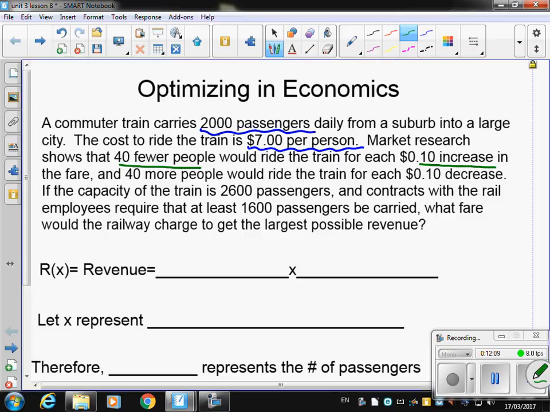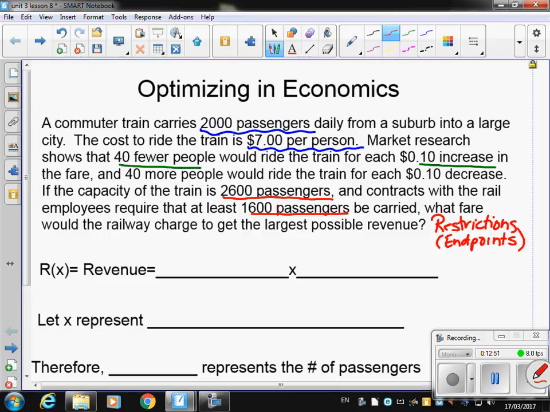If the capacity of the train is 2,600 passengers, I'm just making little notes to myself here, and contracts with the rail employees require that at least 1,600 passengers be carried, what fare would the railway charge to get the largest possible revenue? So in red, I have underlined our restrictions. Restrictions are given to us by the rail employees and the size of the train. So those constraints will give us our endpoints.